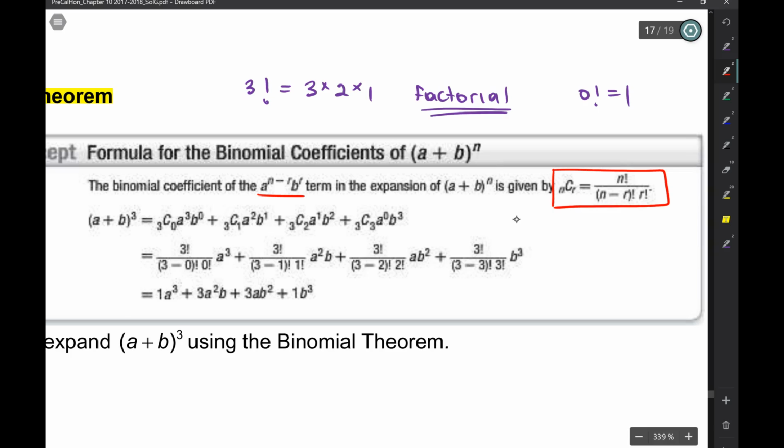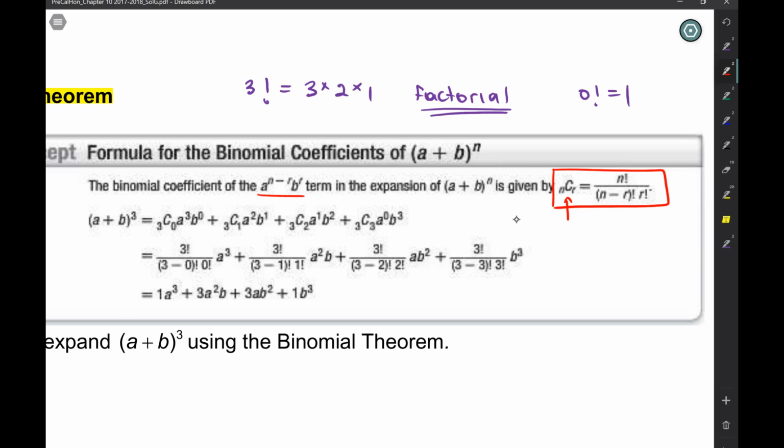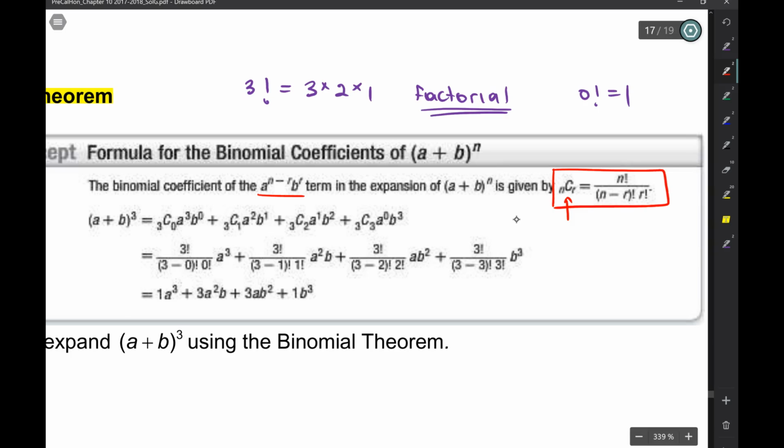This is what we learned back in geometry. It was the combinations, right? If you have a sock drawer with, say, 20 socks in it, red and green and whatever, how many different combinations of 2 can you come up with? You remember? That's how we did it. So what is this? How do you do it?